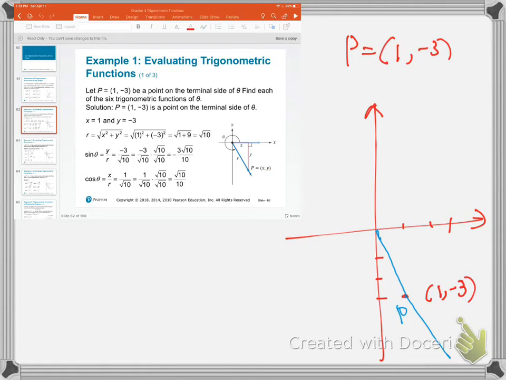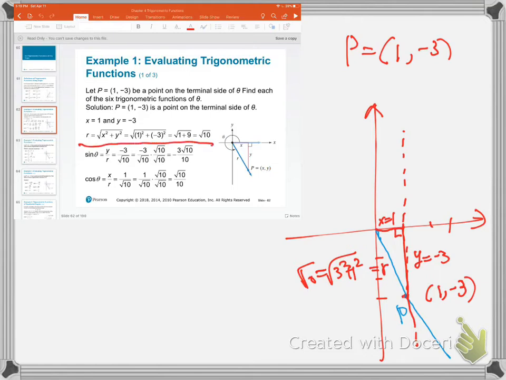How to make a right triangle? Again, we draw a vertical line passing through P to make a right triangle. So this is the right angle, this is the right triangle. Now let's label x, y, and r. Y is -3, x is 1, and r is what? Square root of 3 squared plus 1 squared. So this is square root of 10. So r is square root of 10.